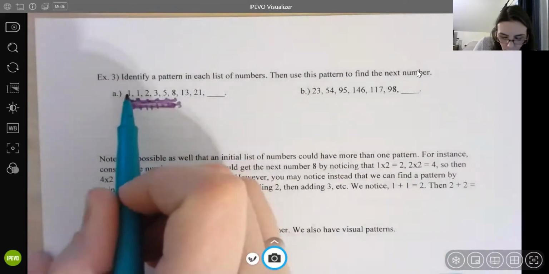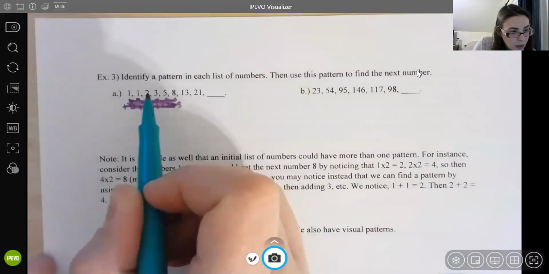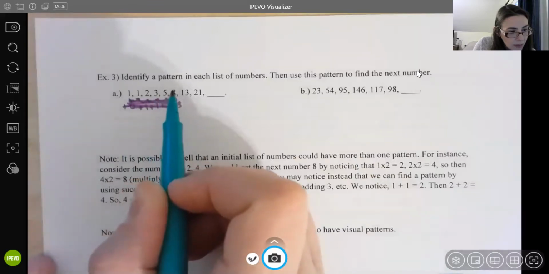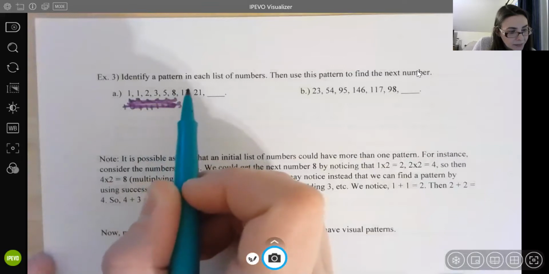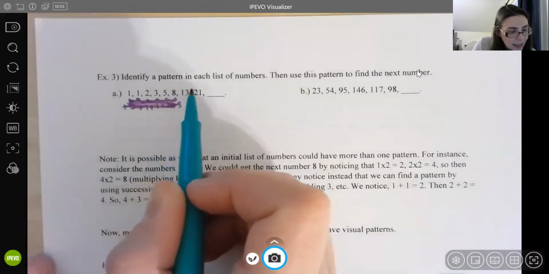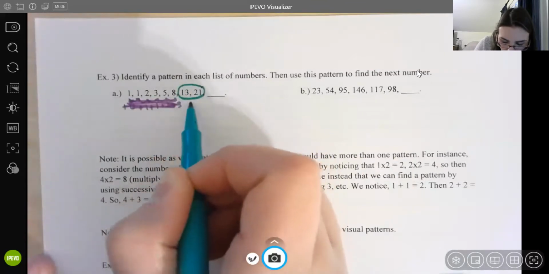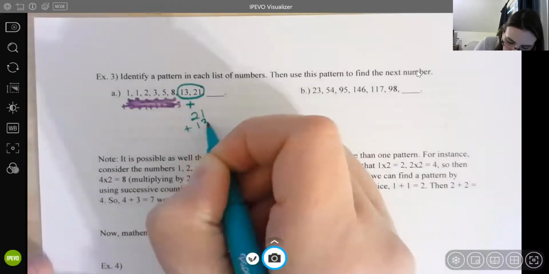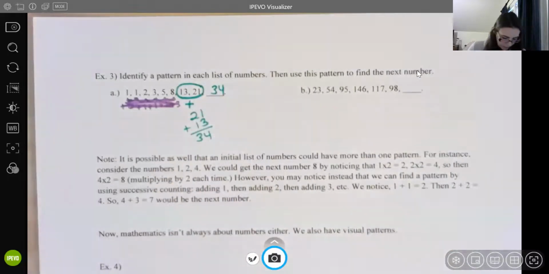So notice that 1 plus 1 is 2. 1 plus 2 is 3. 2 plus 3 is 5. 3 plus 5 is 8. 5 plus 8 is 13. 8 plus 13 is 21. So to get the next number, I add the 2 values before it. So 21 plus 13 is going to give me that 34.